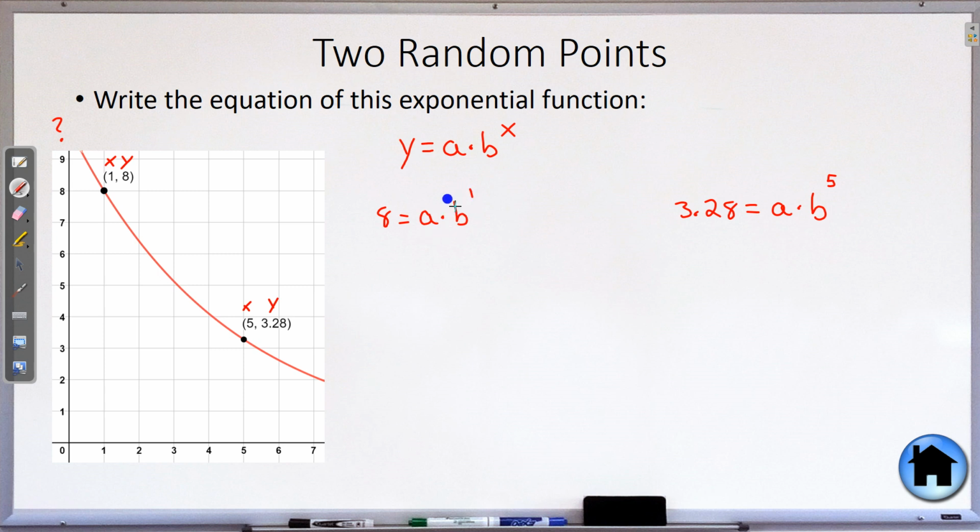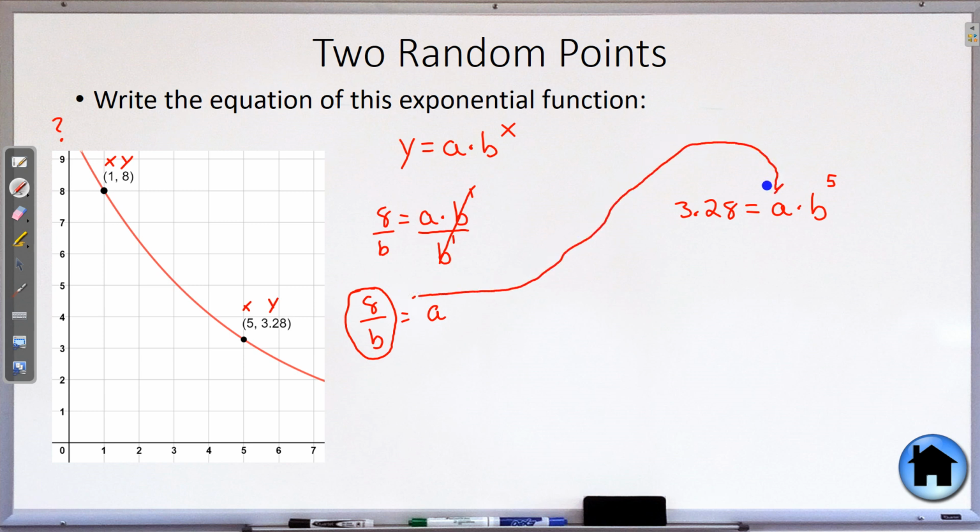So what I'm going to do here is I'm going to solve for a. I'm going to divide both sides by b to the first, which is just b. I don't really need that 1 there. So a is equal to 8 over b. So I'm going to take this and plug it in for the other a. If this is what a equals, instead of a, I can write 8 over b. So it's a quick substitution so that I take the two variables and I take it down to only 1.